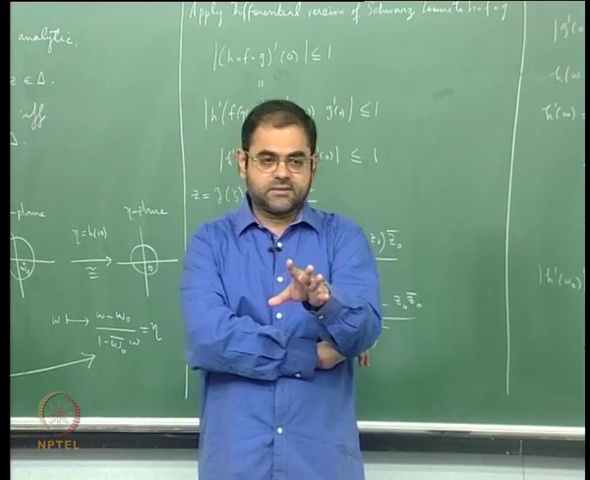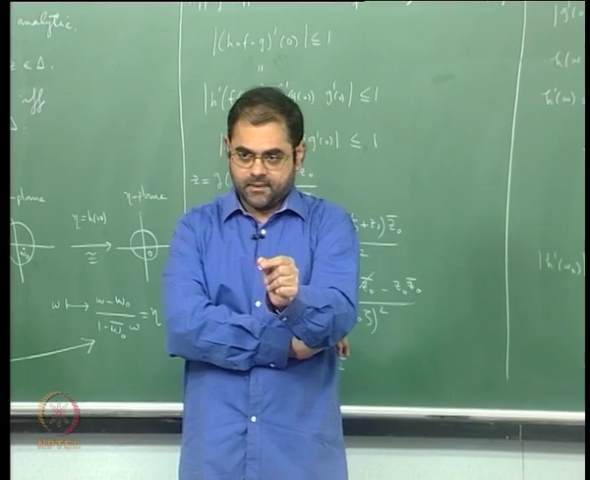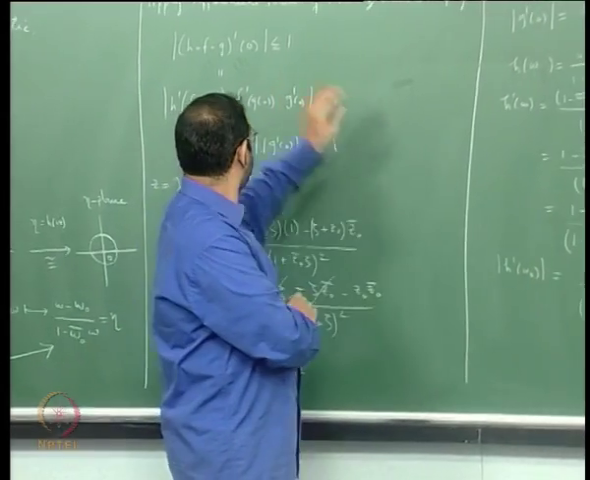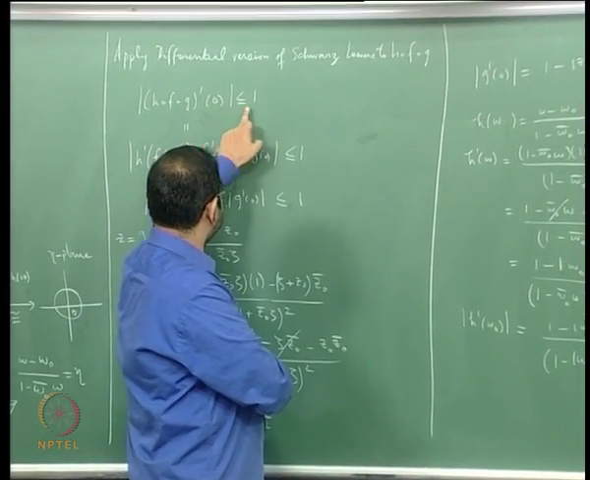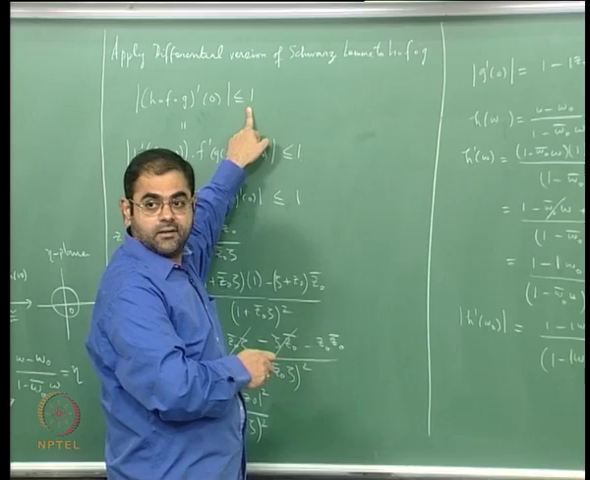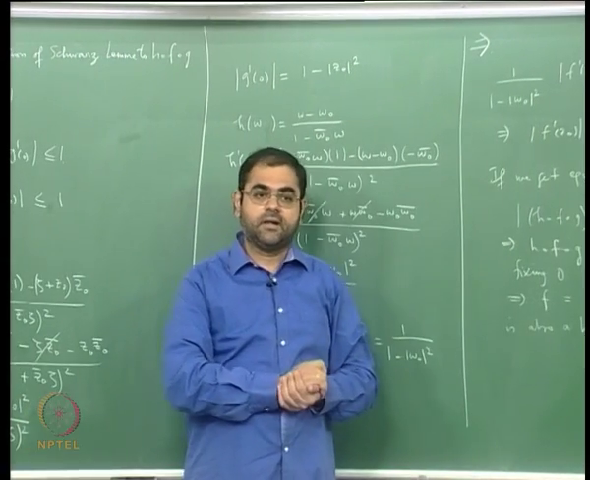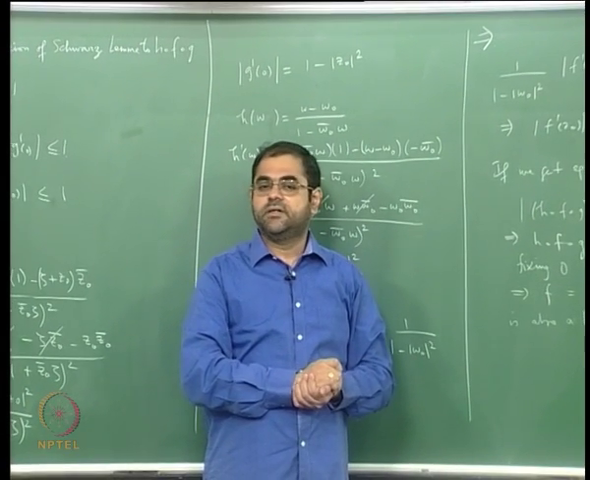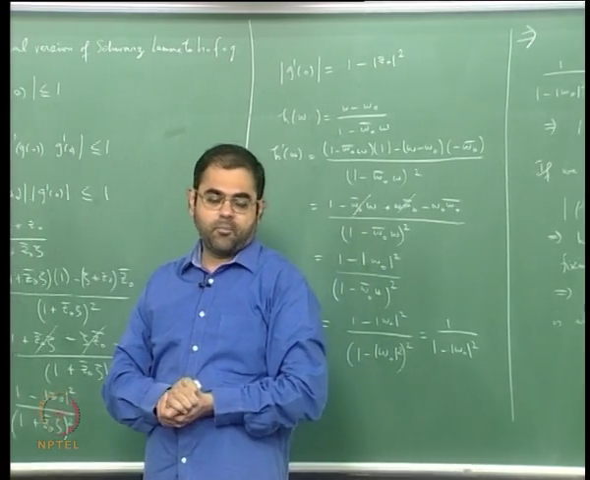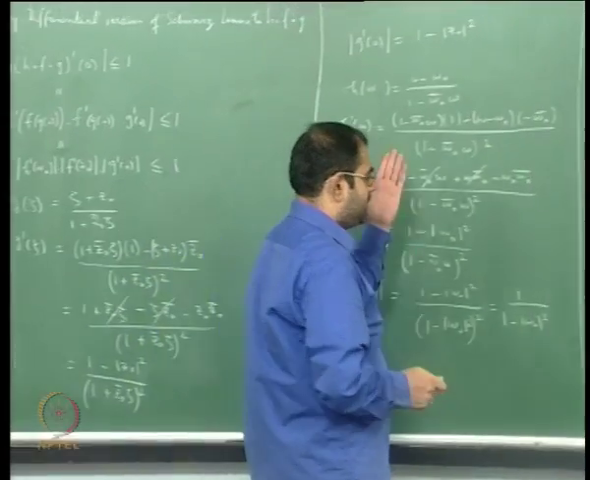And Schwarz's lemma says, both the differential form and the usual form, that if you get equality even at one point, which in the differential version means the modulus of the derivative at the origin equals 1, then the function has to be an automorphism. The usual version also says that whenever you get an equality at a point different from the origin, then the analytic function has to be an automorphism.